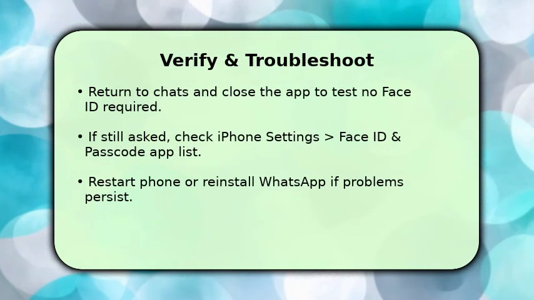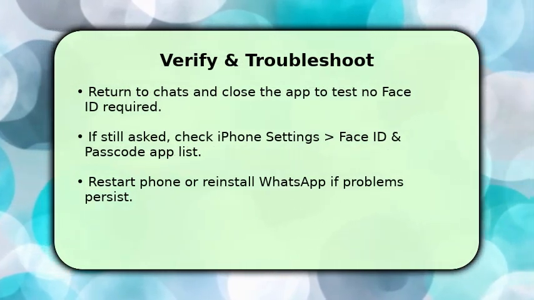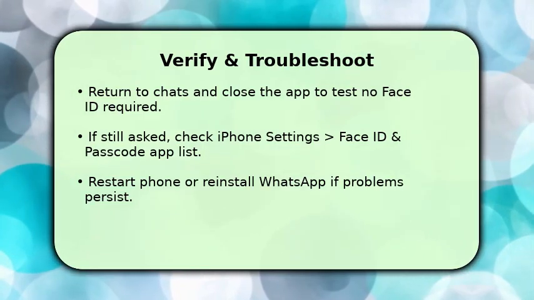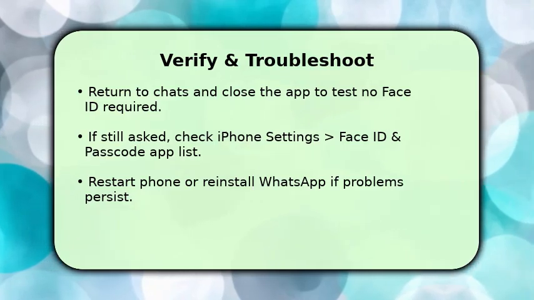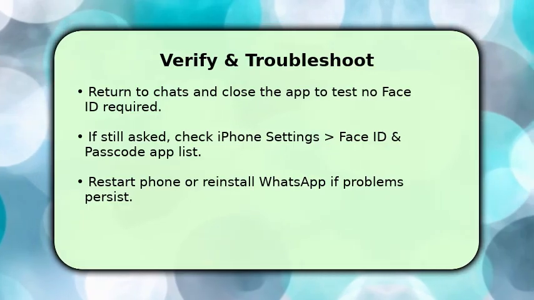If the app still asks for Face ID, open iPhone settings, Face ID and Passcode, and verify WhatsApp isn't independently enabled there. Disable it if present. If issues persist, restart your phone and try again. As a last resort, reinstall WhatsApp after backing up chats.